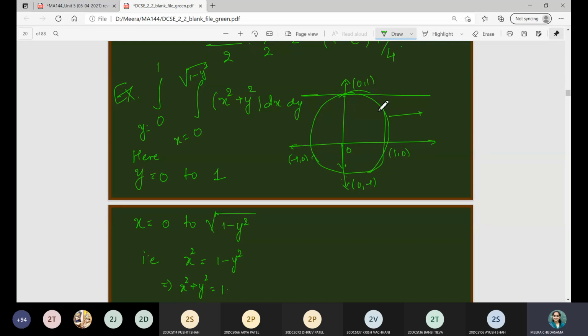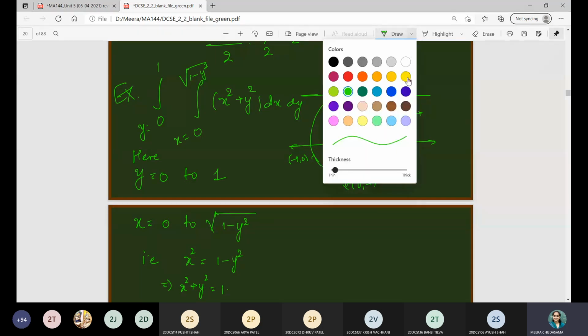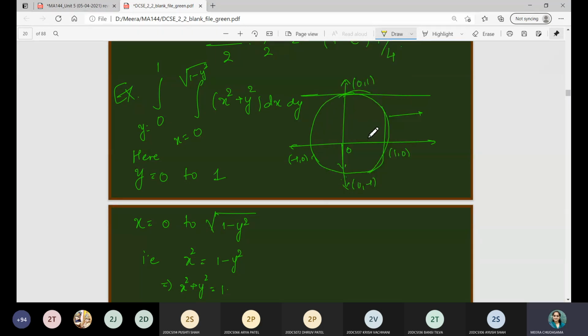X is varying from 0 to this curve, that is the positive square root of 1 minus x square. So the intersection of it will be which region? What will be the intersection of the entire region? Am I audible to you? Yes. Okay.